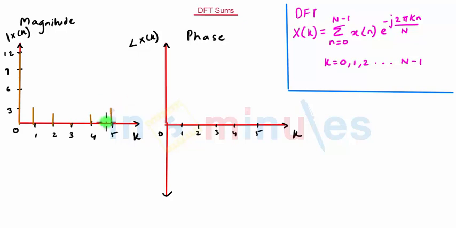Again, for the phase spectrum, for k equal to 0, the angle is 0. For k equal to 1, the angle is minus 60 degrees. For k equal to 2, the angle is minus 30 degrees. For k equal to 3, the angle is 0. For k equal to 4, again the angle turns out to be plus 30 degrees. And for k equal to 5, the angle is 60 degrees on the positive side. So we plot the magnitude and the phase spectrum.